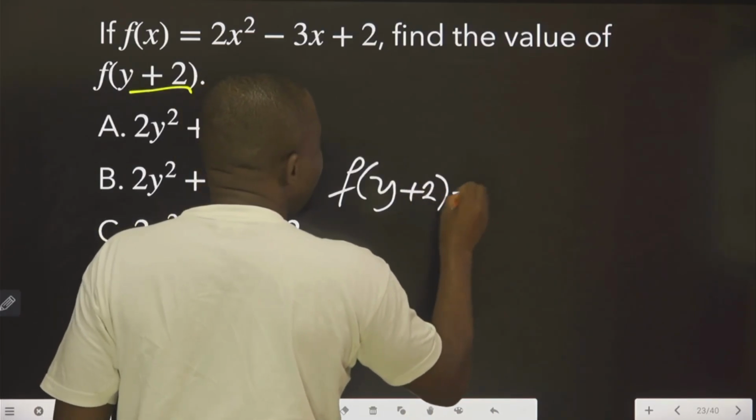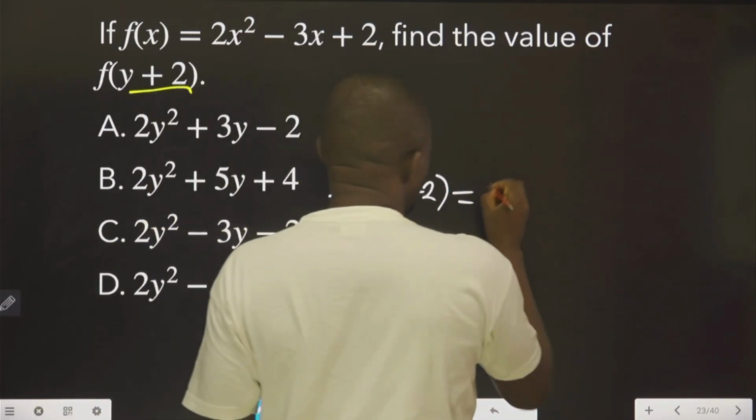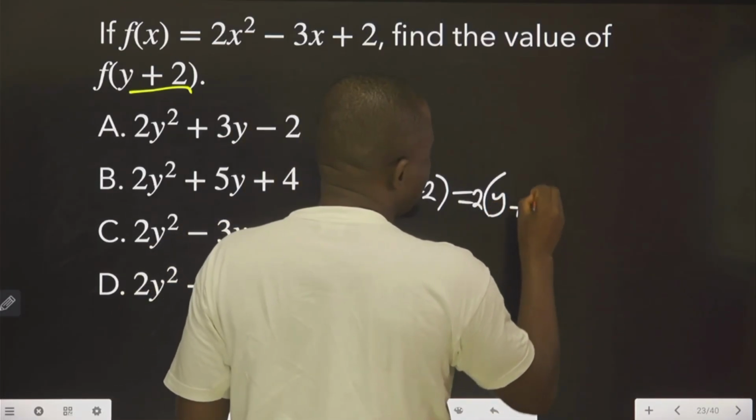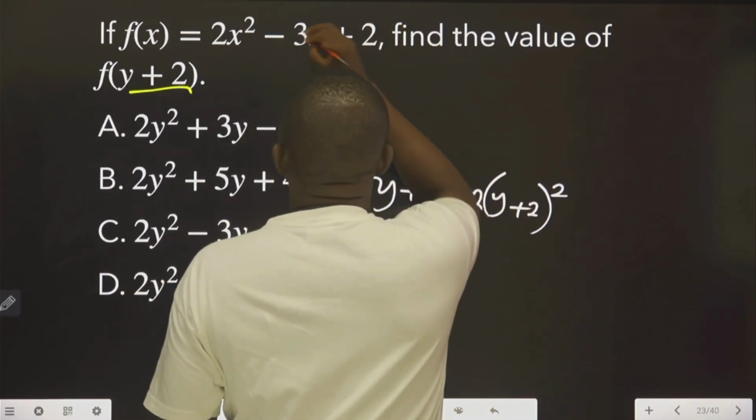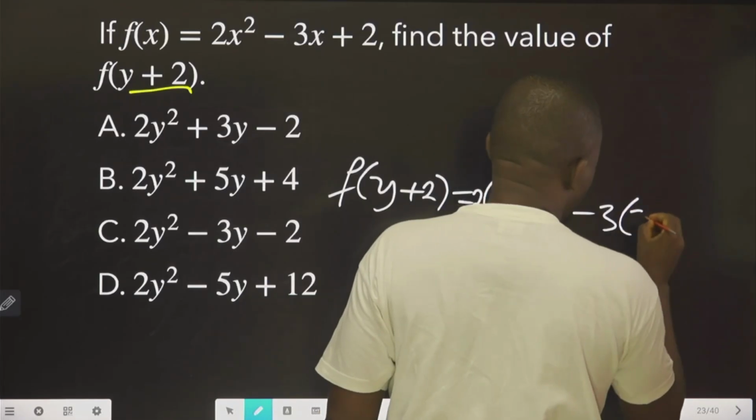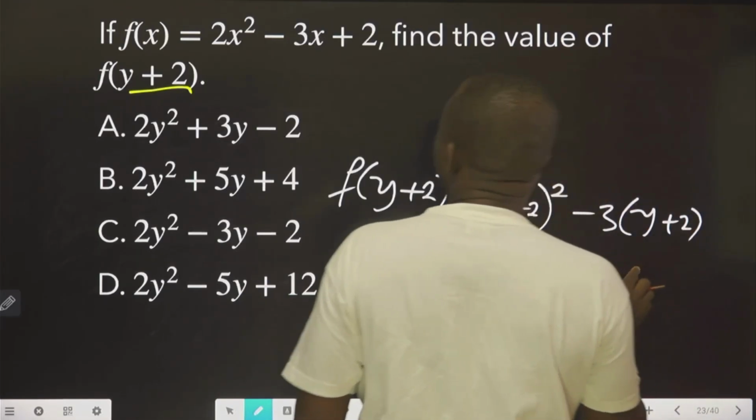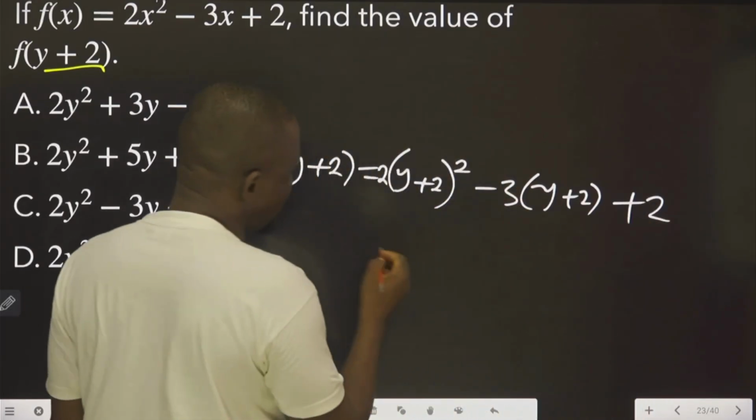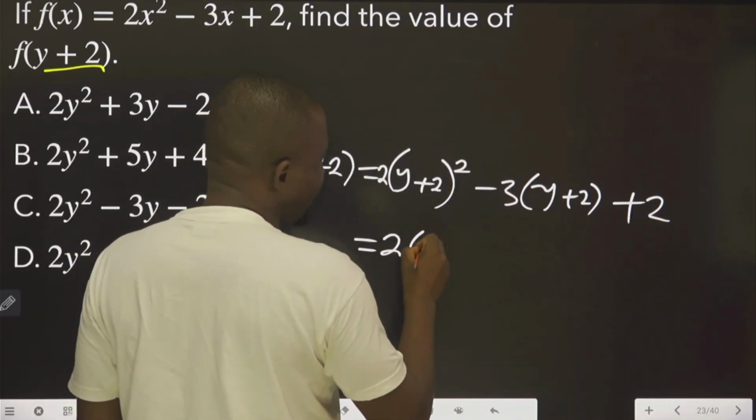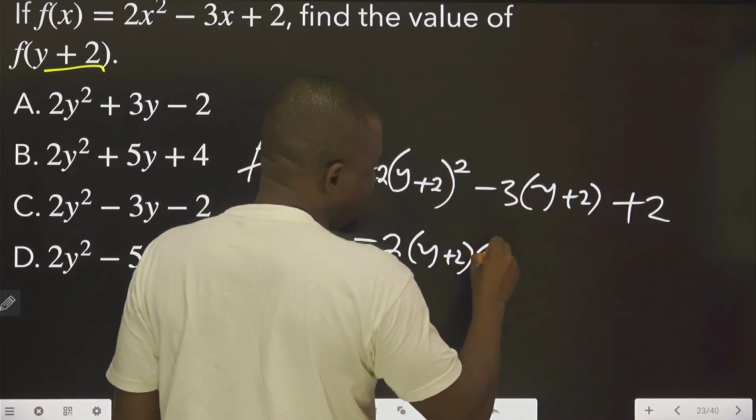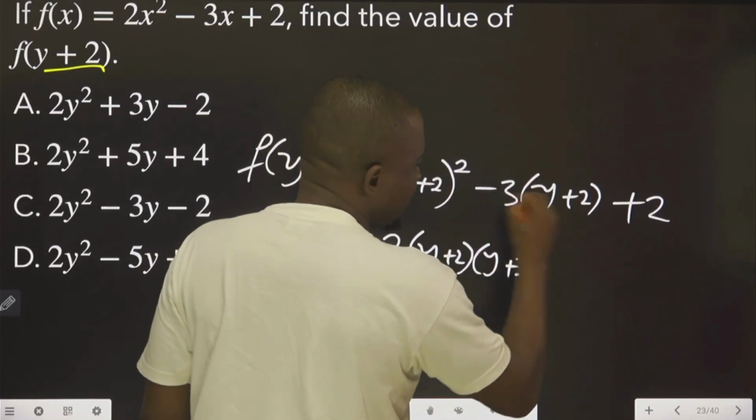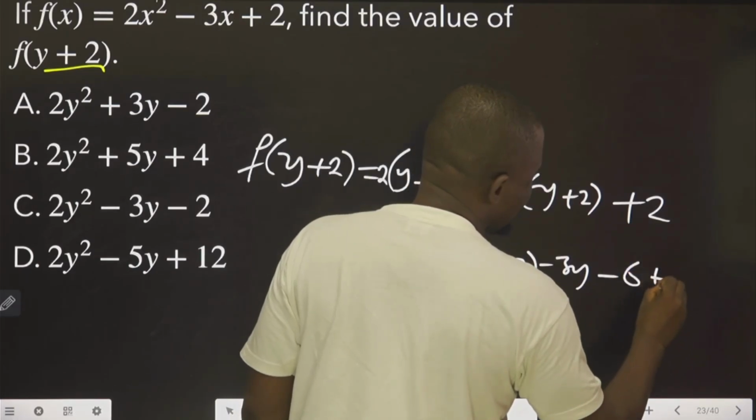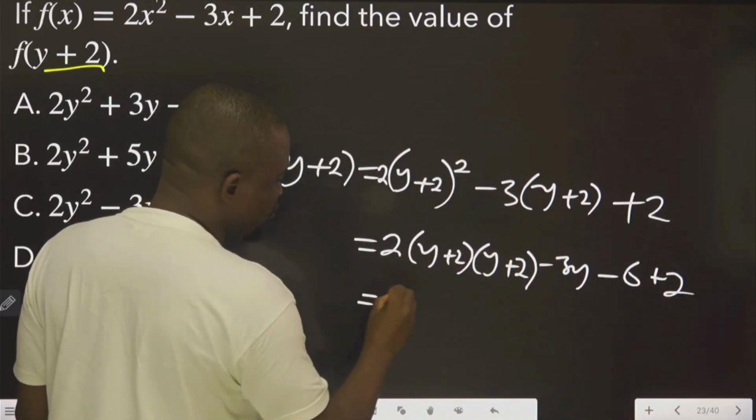plus 2 simply means anywhere you see x, you put y plus 2. S is here too, you put y plus 2. There's no s here, then you work this out. This simply means you expand it to have 3y plus 6 plus 2. You agree with me? This is 2.